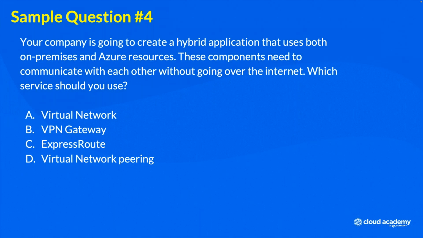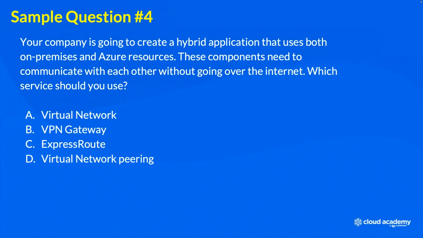Question number 4. Your company is going to create a hybrid application that uses both on-premises and Azure resources. These components need to communicate with each other without going over the internet. Which service should you use? Okay, so now we're getting into the core services. This is a different section. This is no longer cloud concepts. This is when we're getting into the actual specific services that are available in Azure. And so this is a hybrid application. So we're using both on-premises and Azure resources. And they need to communicate with each other without going over the internet.